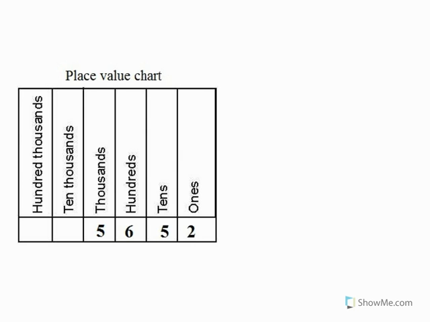We're going to start by taking a look at this place value chart. The number we're working with, 5,652, is nothing new. You've seen numbers like this before, even this year. The 5 is in the thousands place, the 6 in the hundreds, the 5 in the tens, the 2 in the ones or the units place.